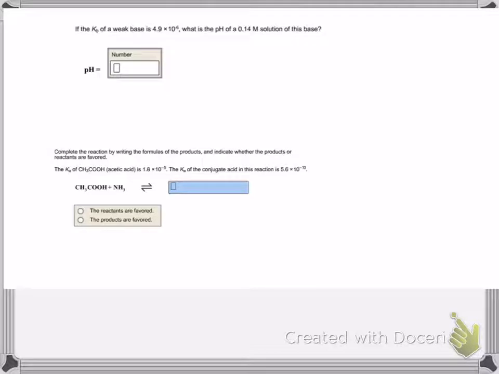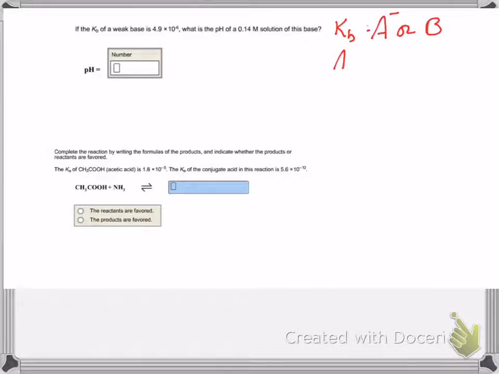What we want is the pH of a weak base, where we're given Kb of 4.9 times 10 to the minus 6, and we're given an initial concentration. Anytime you're given Kb and an initial concentration, you should think ice table, or of course the result of the ice table, which is the square root of concentration times K. Alright, so let's do that.